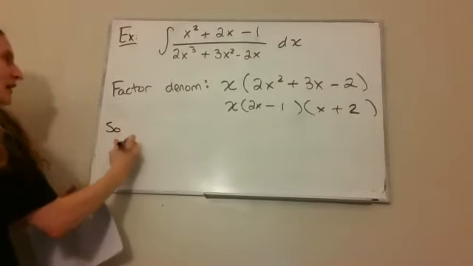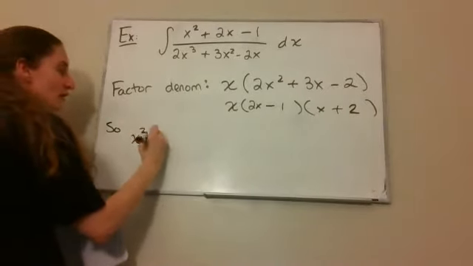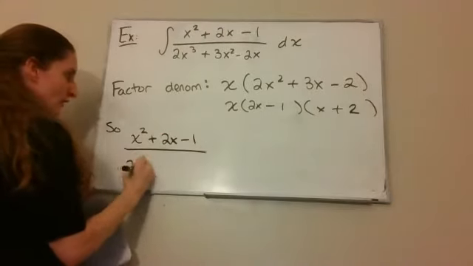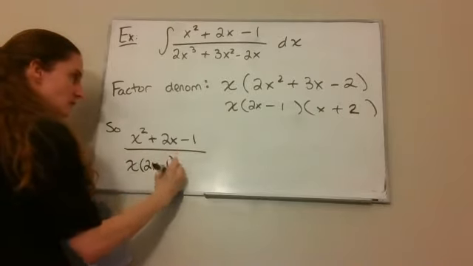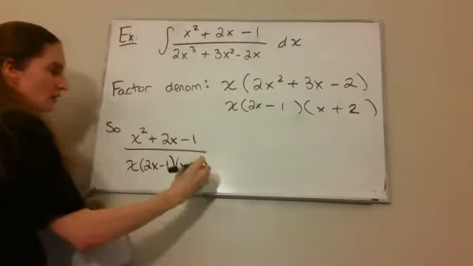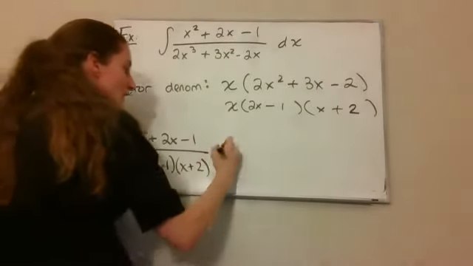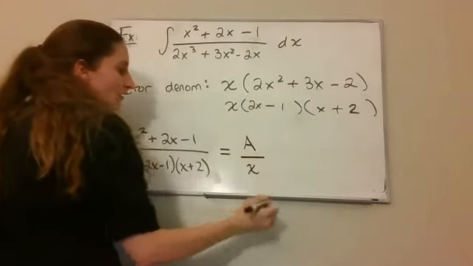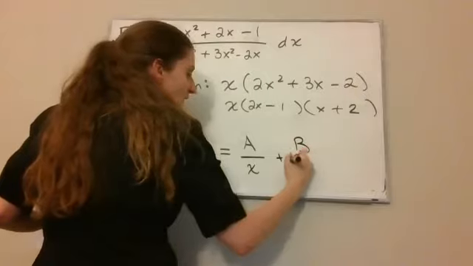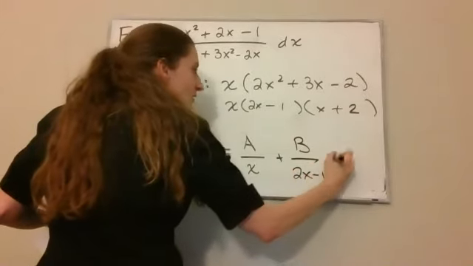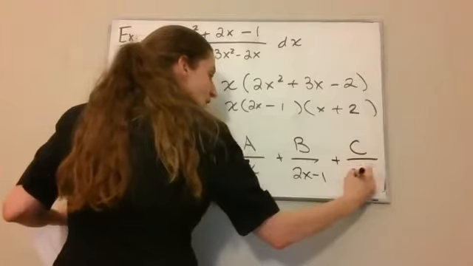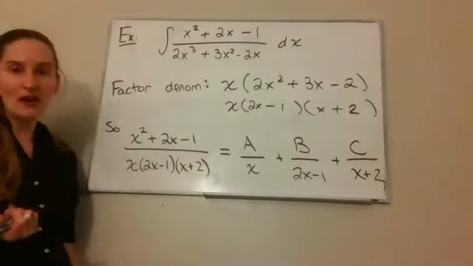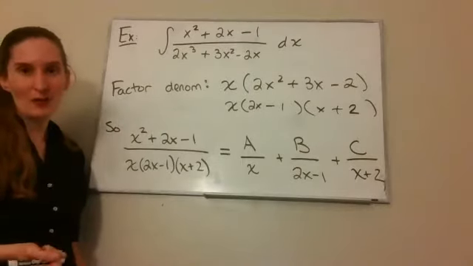So this tells me that my original rational function, x squared plus 2x minus 1, over this guy factored, that's my original function. This is equal to some constant over the first factor plus some constant over the second factor plus some constant over the third factor. And now we just have to figure out what those constants are. And now this is where the algebra comes in.